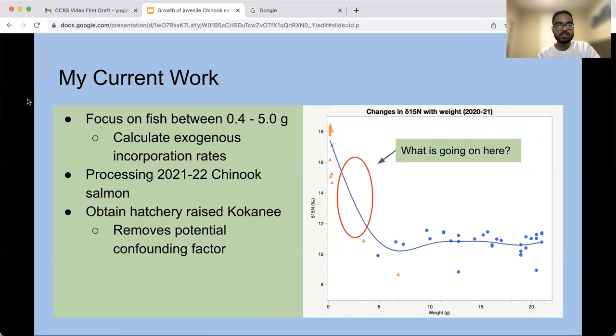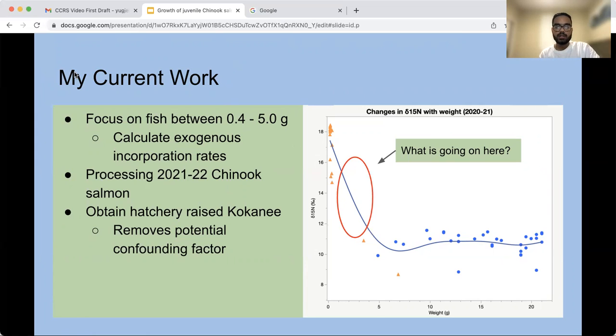My current work focuses on working with fish that are between 0.4 to 5 grams, because in the previous years, we either had very small fish or we had some bigger fish that were above 5 grams. So I want to see what's going on in this particular area between 0.4 grams and 5 grams. And I'm currently processing 2021 and 2022 Chinook salmon. And the good news is that some of the individuals that we have already obtained are between this particular weight range that we want to focus on.